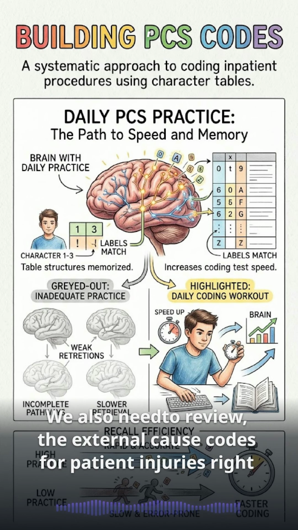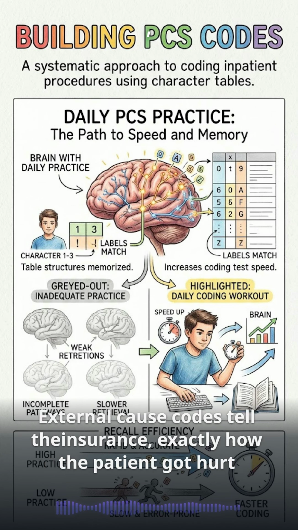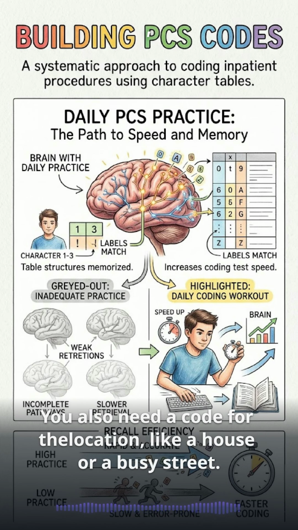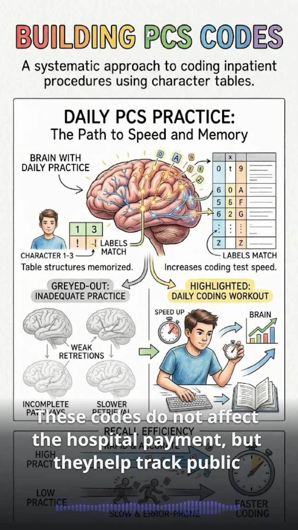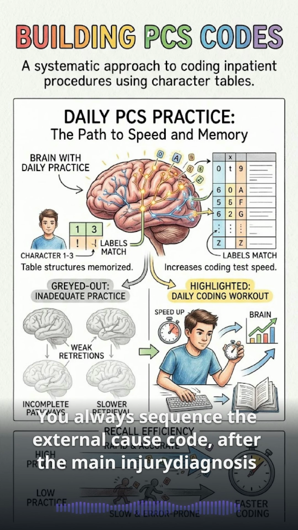We also need to review the external cause codes for patient injuries right now. External cause codes tell the insurance exactly how the patient got hurt today. If a patient falls off a ladder, you need a code for the ladder. You also need a code for the location, like a house or a busy street. These codes do not affect the hospital payment, but they help track public safety. You always sequence the external cause code after the main injury diagnosis code today.